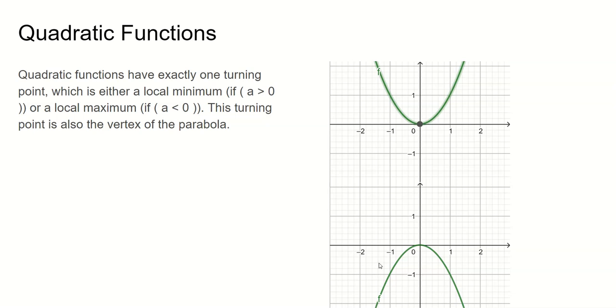That's a turning point. And similarly down here, it's increasing and decreasing. So at 0, it's also going to be a turning point. And so for quadratic functions, the turning point is also the vertex of the parabola.